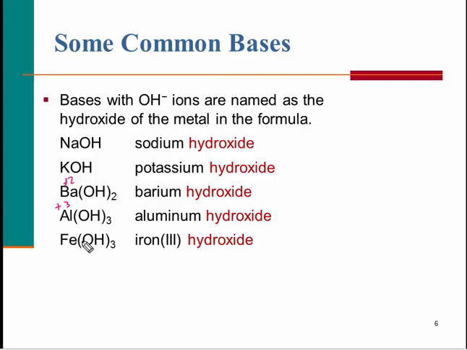Iron can be +2 or +3. In this case, it's iron 3, right? So iron 3 hydroxide has 3 hydroxides. The 3 here again refers to, remember, the +3 charge on the iron. That's what that 3 is.